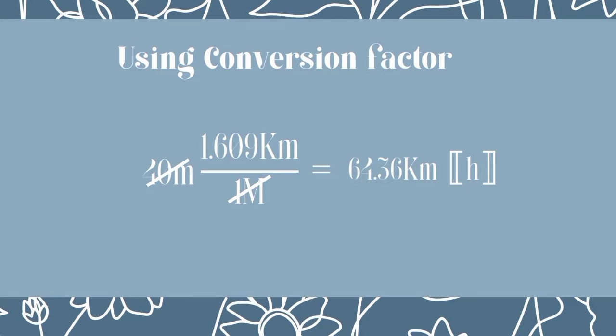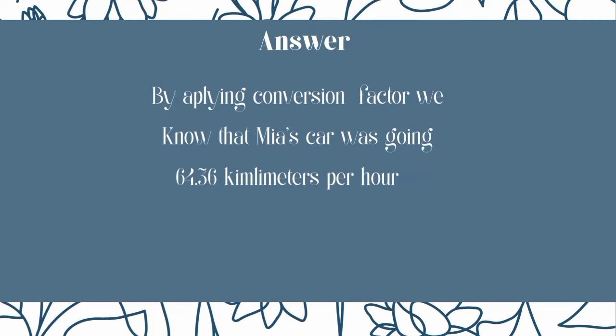Using conversion factor, here we'd have 1.609 kilometers over 1 mile, and on the left side we have 40 miles, and this equation is equal to 64.36 kilometers an hour. Answer: by applying conversion factor, we know that Mia's car was going at 64.36 kilometers per hour.